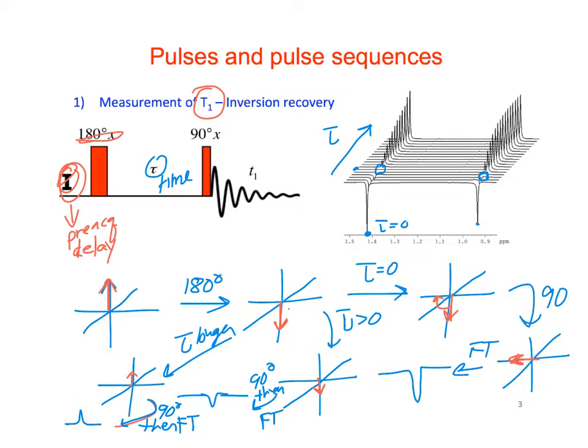Right, so it starts negative, and as we lengthen that delay, that tau, the peaks will start to get smaller and then go through 0 and then grow in the positive direction.